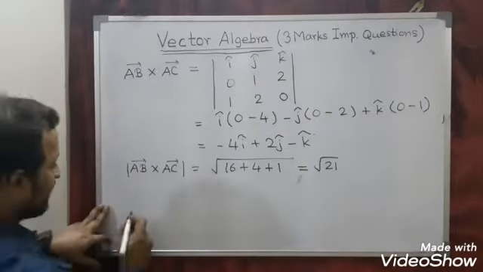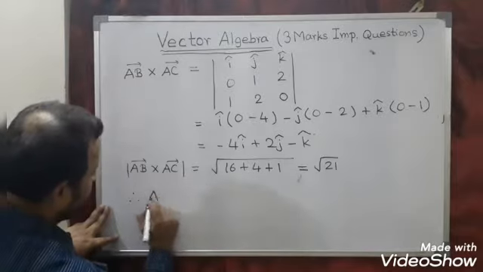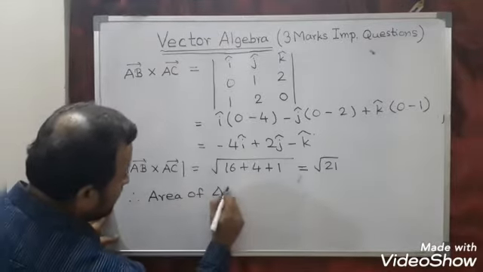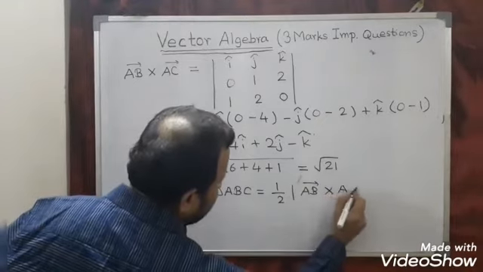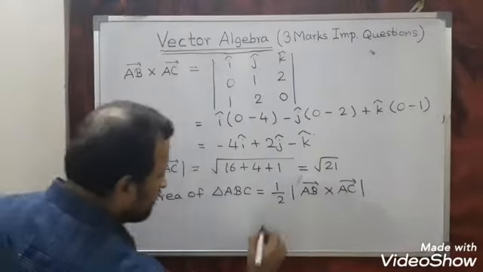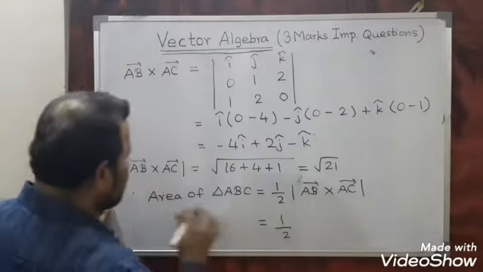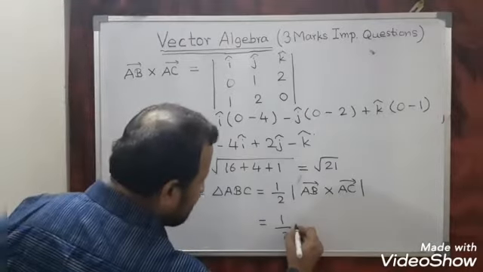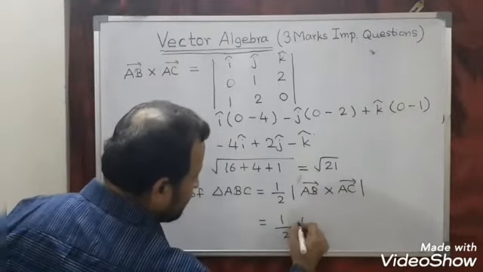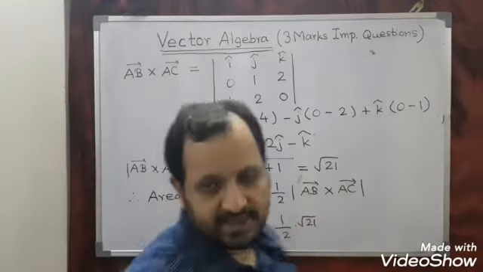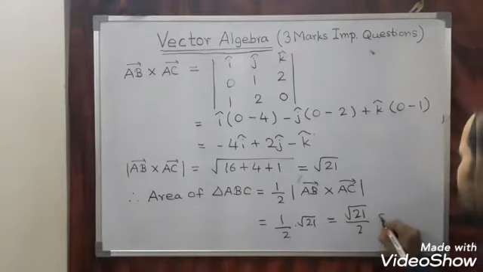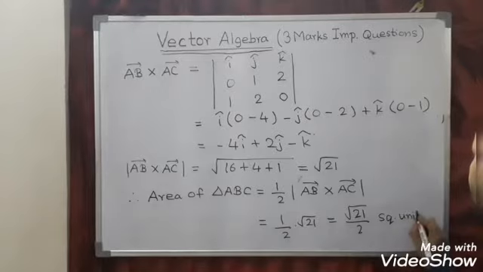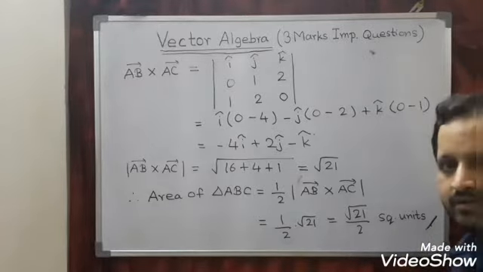The question is to find the area of the triangle. So therefore the area of triangle ABC is equal to half into the mod of AB vector cross AC vector. Or this I can say half into, what is the magnitude of AB cross AC vector? It is nothing but root 21. So finally the answer of this question is root 21 divided by 2. You have to write the units also. It is square units. So this is the required answer.